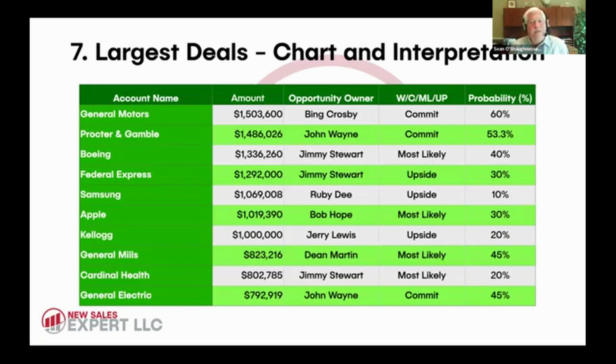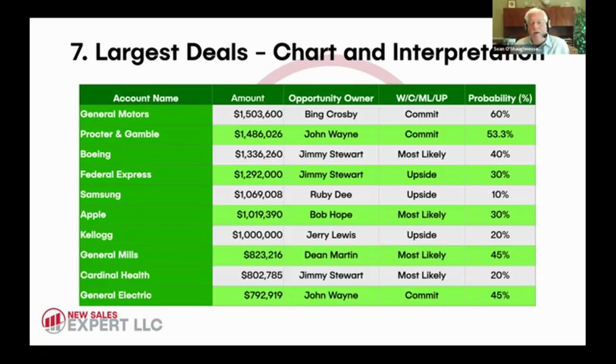So Bing, General Motors, 1.5 million. You going to close that? Well, he says, yeah, I commit. I'm going to commit that. We're going to get that deal. I feel really comfortable with that. Jimmy Stewart's not as comfortable for that 1.3. It's most likely for Boeing. That's okay. At least we know what's going on.